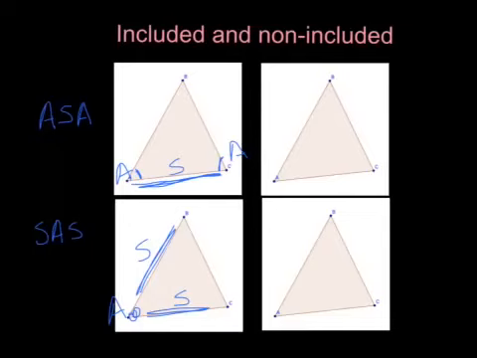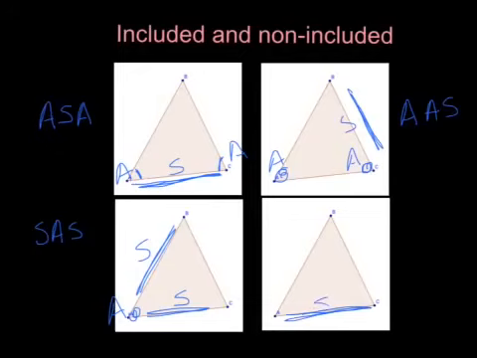Non-included means that it's not between. For a non-included side, we would have this angle here, and the non-included side, a side that's not between the two angles. So we have AAS. And you could have a non-included angle. So we have the side, and this angle up here. And I'm going to name this very carefully. This is a side, angle, side bit of information, that's SSA. I'm being very specific about that.